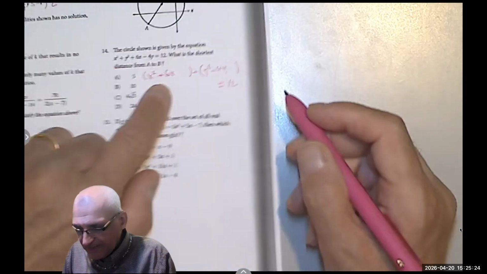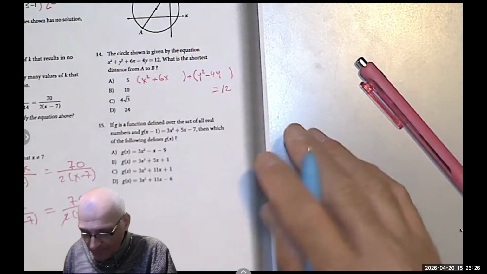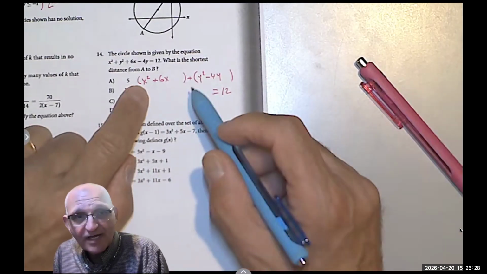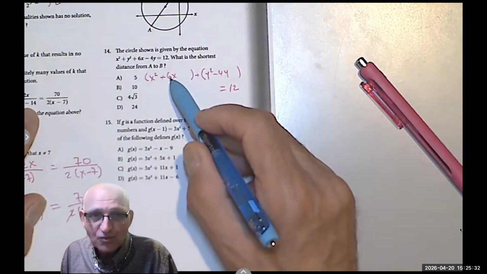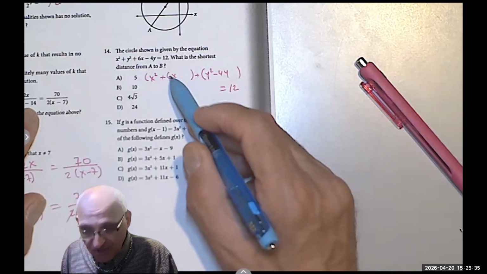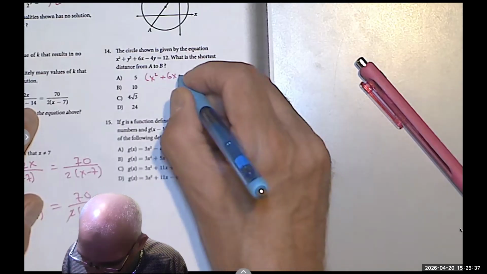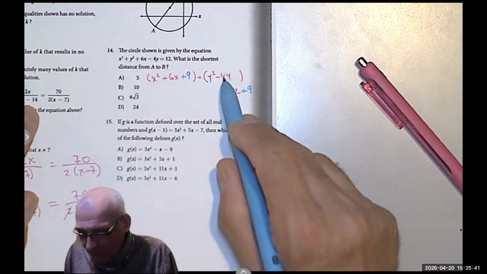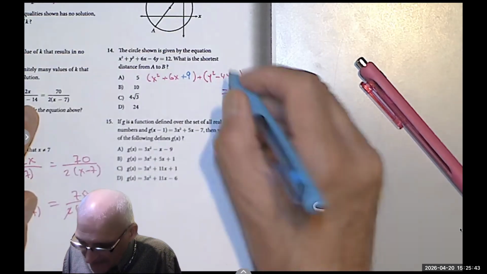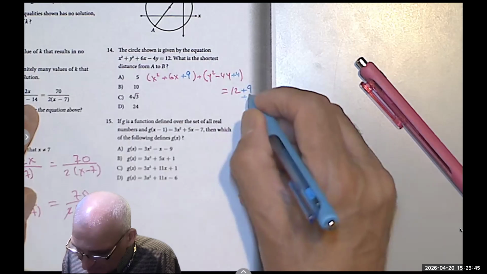So how do I complete that? If the x squared coefficient is 1, all you have to do is divide this by 2 and then square it. The coefficient 6 over 2 is 3, square is 9. So I add 9 here and there. Negative 4 over 2 is negative 2. Square is positive 4, so plus 4 plus 4.